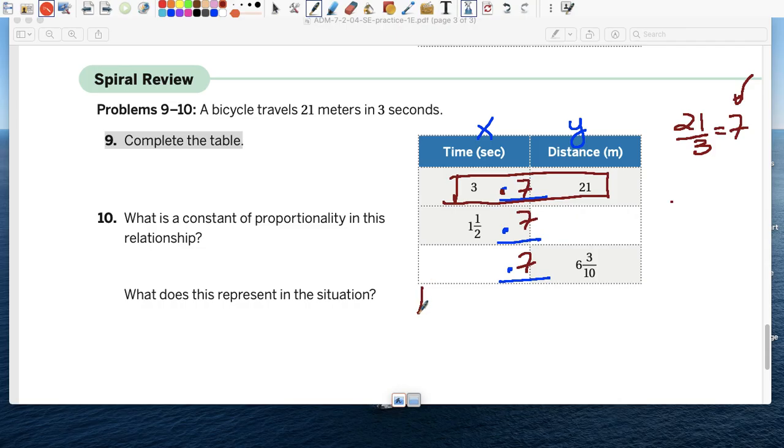So let me add one more where the unit rate is. The unit rate has 1. But it's still times 7. So 1.5 times 7 is 10.5.